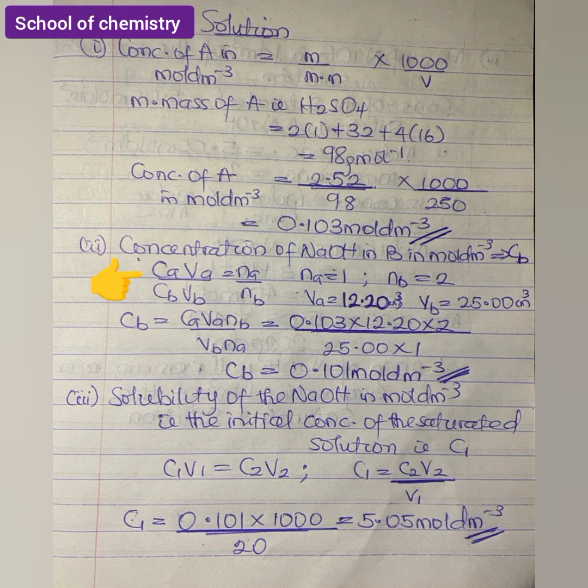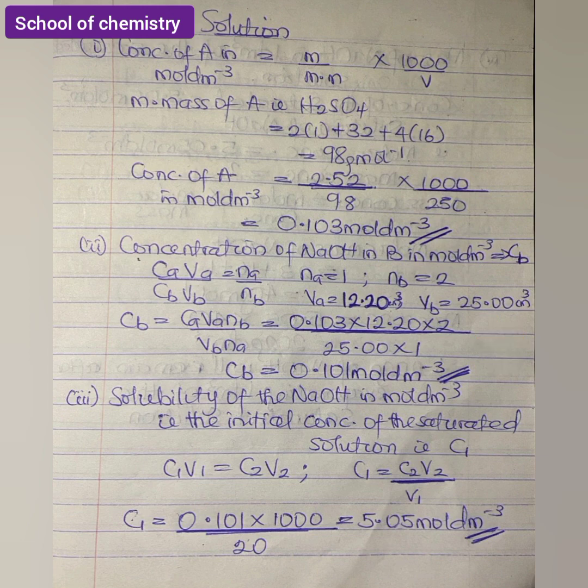That's why we are simply using CAVA over CBVB is equals to NA over NB. It's very important to write your mole ratio over C to base. It is 1 mark, always 1 mark. NA is equals to 1, NB is equals to 2. Now, in this case, I'm using VA as 12.20, isn't it? Because that's the titer value that I've derived after multiple titrations. VB is the volume of the base that is pipetted, so that is 25.00 cm cube.